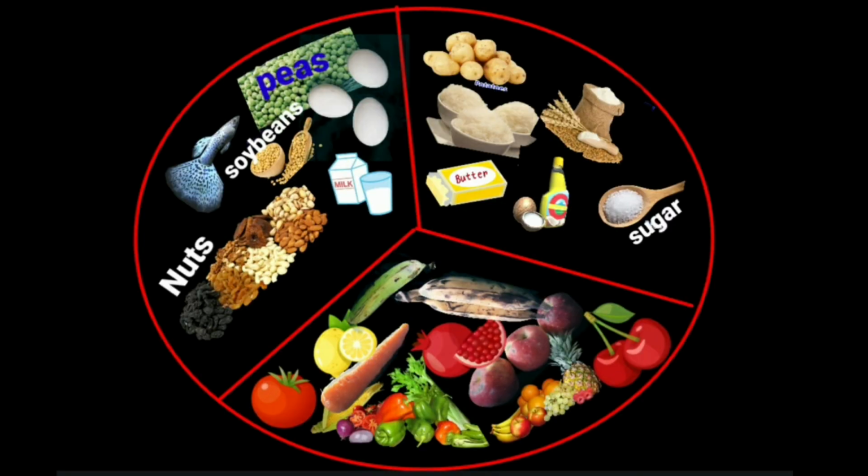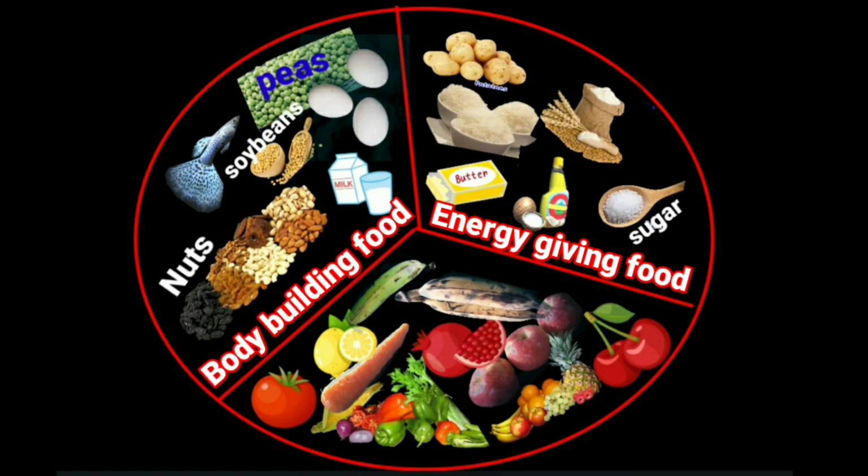Food can be broadly subdivided into three groups: energy giving food, for example, carbohydrates and fats; body building food, for example, proteins; protective food, for example, vitamins and minerals.